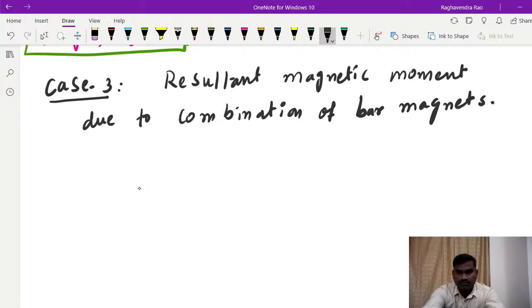Resultant magnetic moment due to combination of bar magnets. So here, what are the cases we are discussing? Those cases are direct numericals. With the help of these cases, they will ask directly as a numerical, and otherwise they will give magnetic moment.